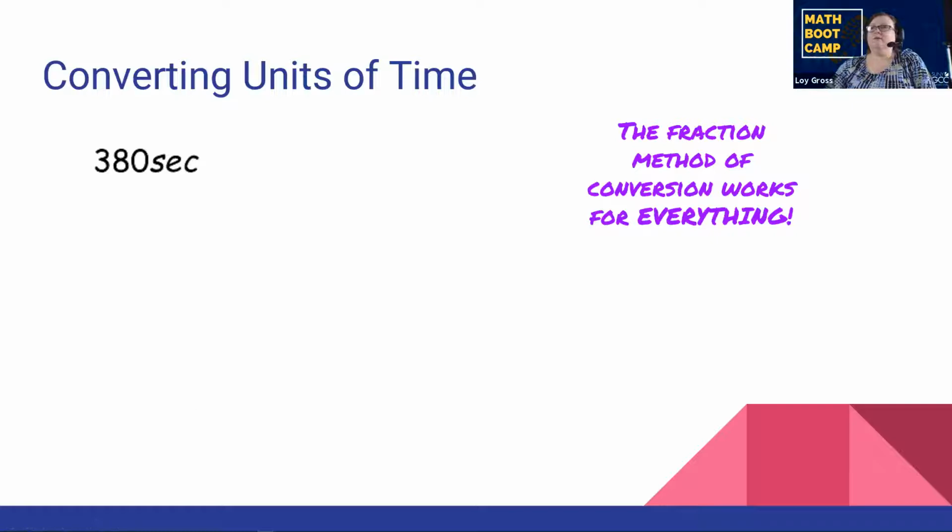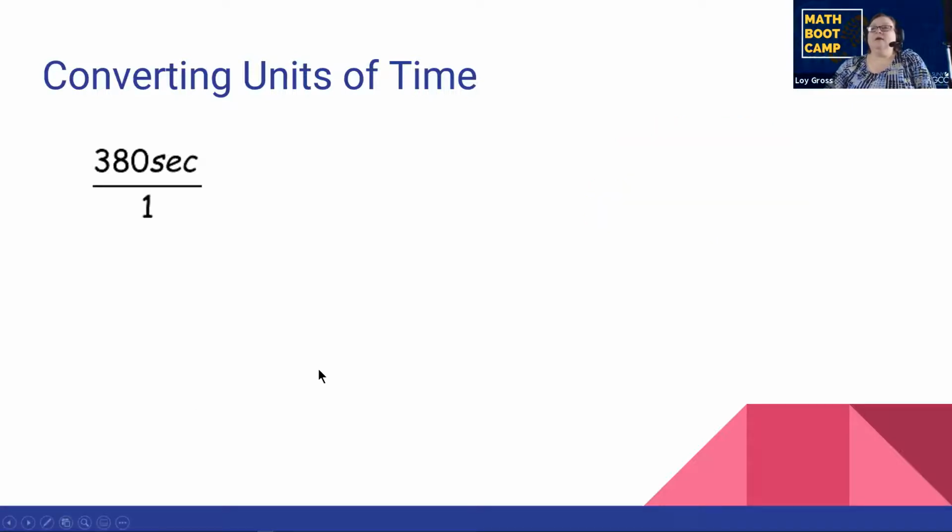Okay, how do I convert that to minutes? Well, let's start with making it a fraction. Anything can be made a fraction, put it over 1. And now I have 380 seconds over 1. I'm going to convert that by comparing it against another fraction. What is that other fraction? I don't know yet, but I'm going to draw my little fraction line there and figure it out in a minute. Well, what do I want to do? I want to convert seconds to minutes.